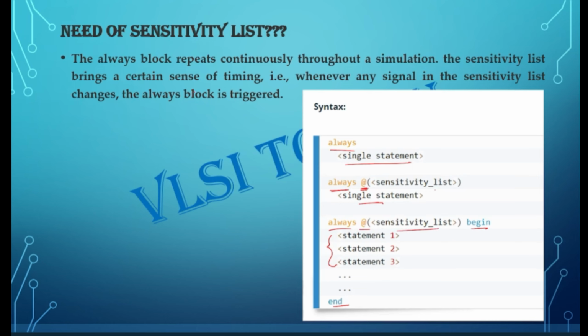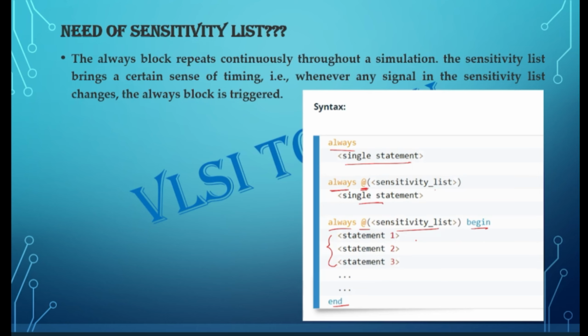The always block repeats continuously throughout the simulation. This we already discussed. The sensitivity list brings a certain sense of timing. It puts some limitation on the always block. Depending upon the variables that you mention within the sensitivity list only, the always block will work. So there is some limitation there.